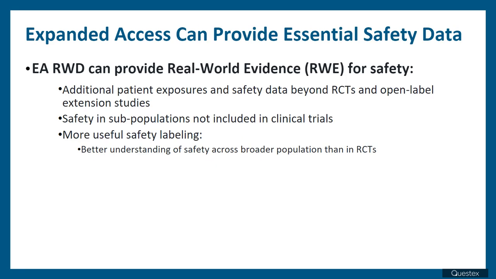And likewise for safety, as we've noted in our examples, expanded access data can support safety and the risks for your product as part of the overall benefit risk for your product when you file an application, because it can provide additional patient exposures beyond your controlled clinical studies and your open label extension studies, and develop safety data in subpopulations that are not directly included in your trials to inform and provide more useful safety information in your labeling. So it can provide overall a better understanding of safety across populations beyond your randomized clinical trials.